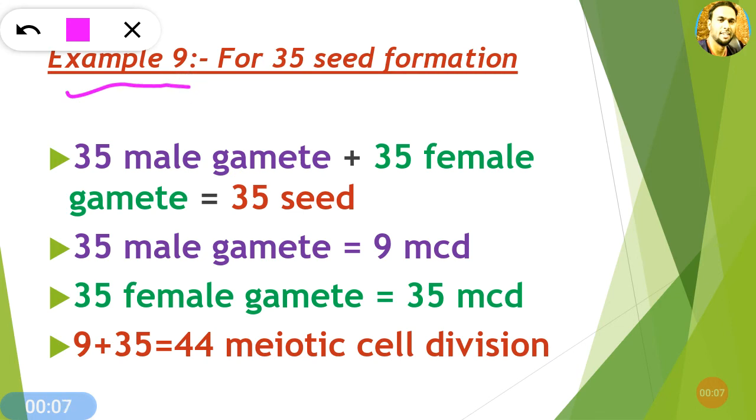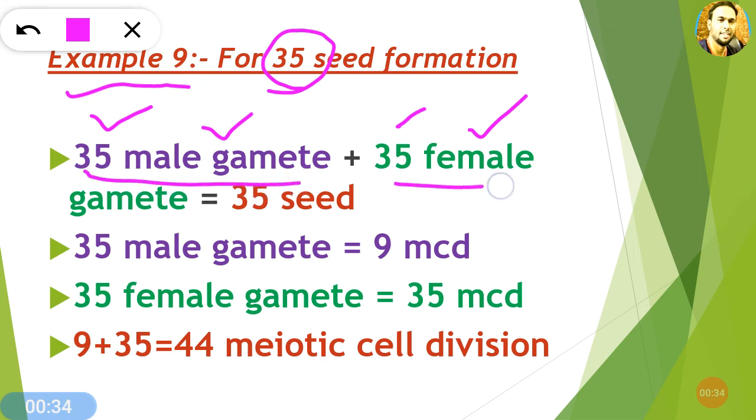In this example number 9, we'll see the process for the formation of 35 seeds and how many cell divisions are needed. As you know, for the formation of 35 seeds, 35 male gametes as well as 35 female gametes are needed. When 35 male gametes fuse with 35 female gametes, they will produce 35 seeds. So this is the simple process.